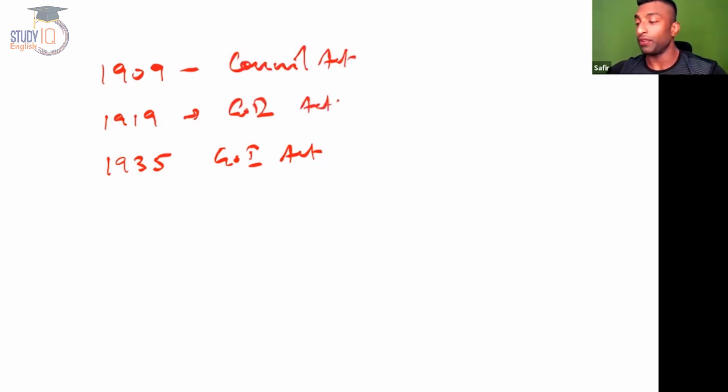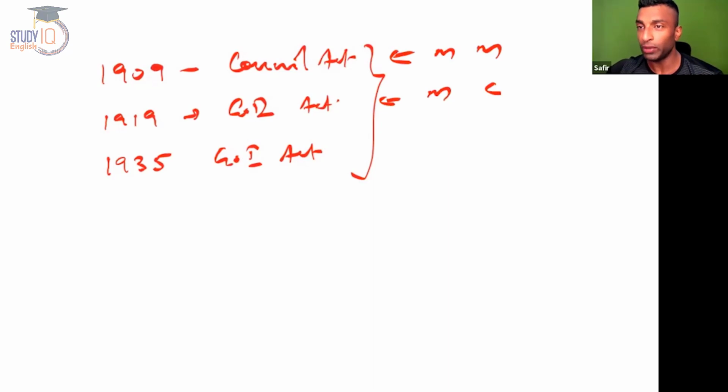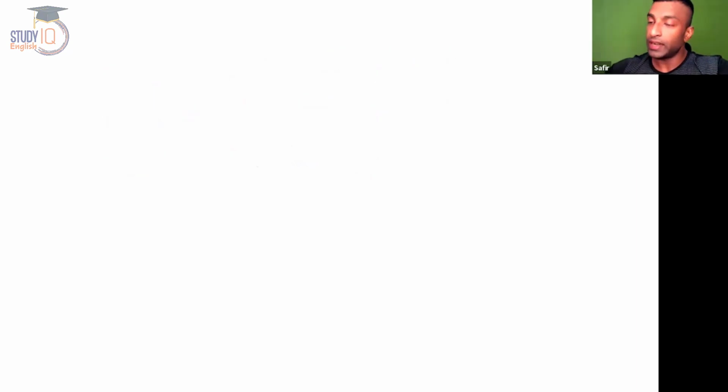and then 1935. So this is Minto-Morley reforms, and then this is Montagu-Chelmsford reform, Montagu-Chelmsford committee, and the next is Government of India Act. So three important acts we will cover together today. So let's start with it. Let's start the first one, the 1909 Indian Council Act.